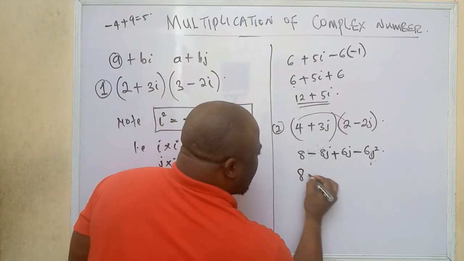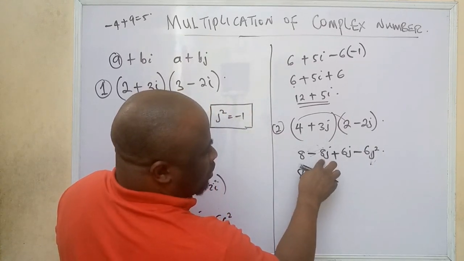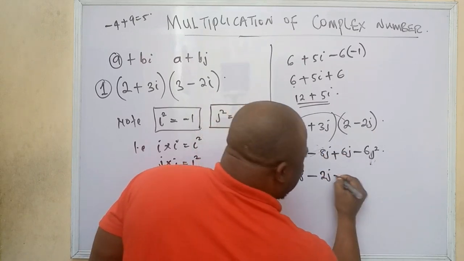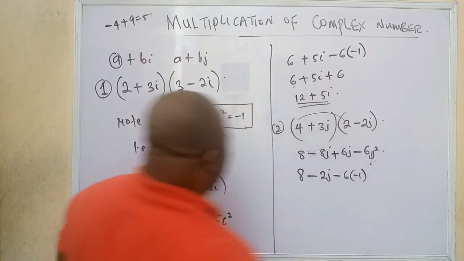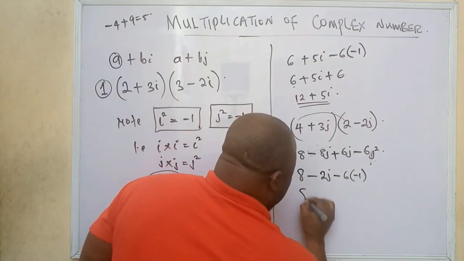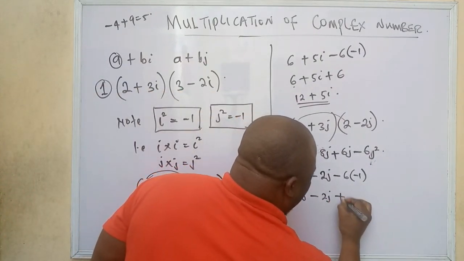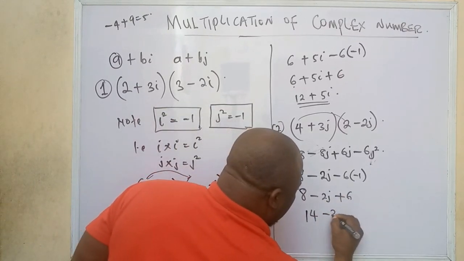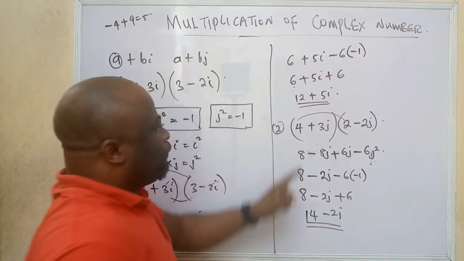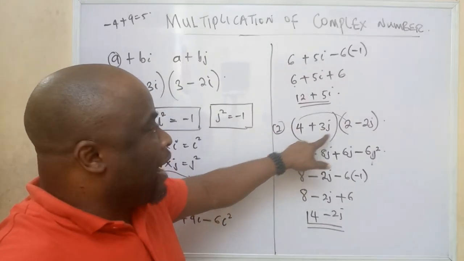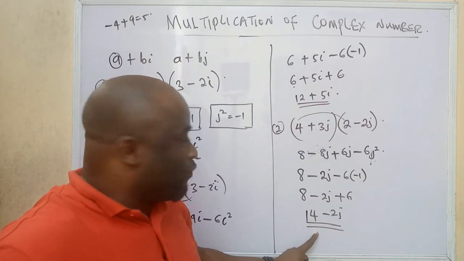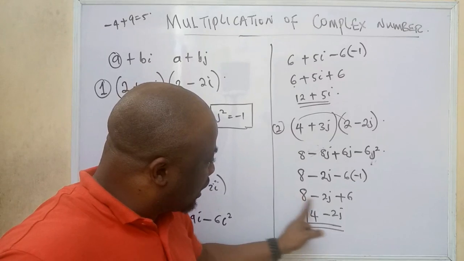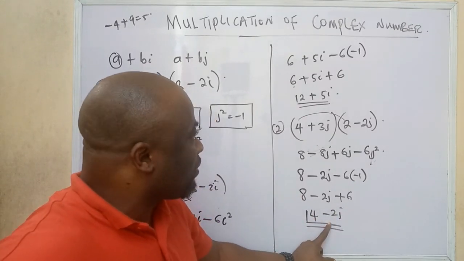So 8 minus 8j plus 6j is minus 2j. Then minus 6 times minus 1. I said anywhere you see j squared, you put minus 1. It means 8 minus 2j, then plus 6. So you have 8 plus 6, which is 14, minus 2j. So when we multiply 4 plus 3j by 2 minus 2j, we arrive at the complex number 14 minus 2j.